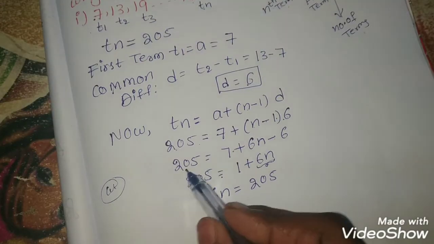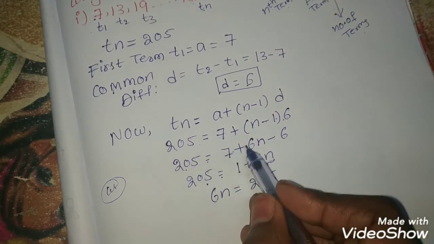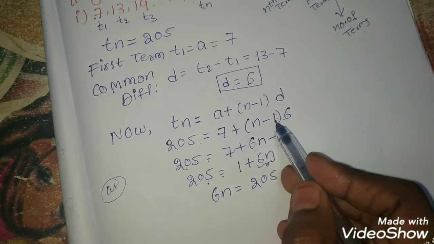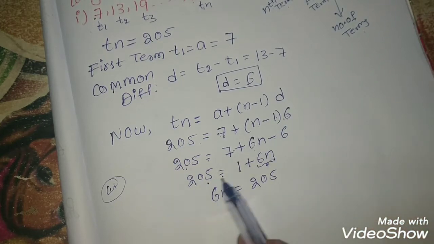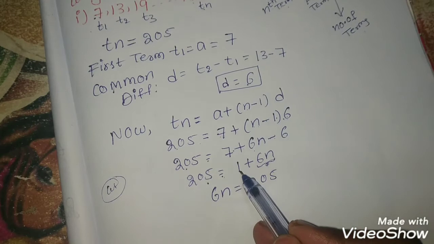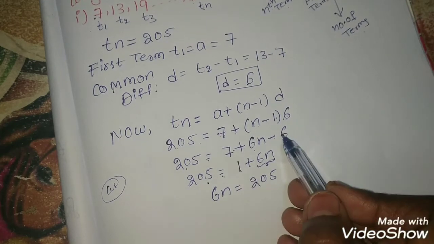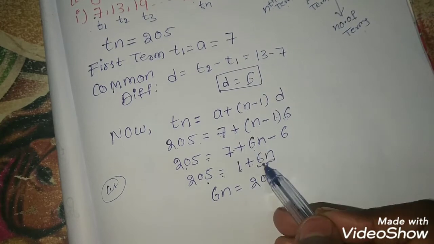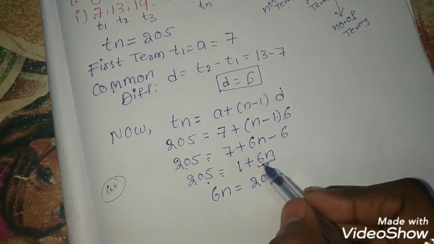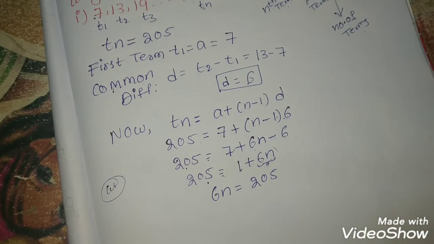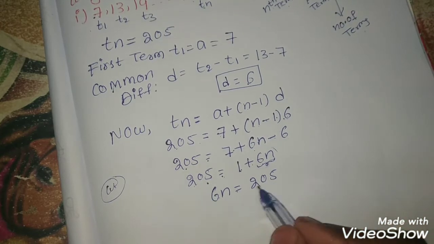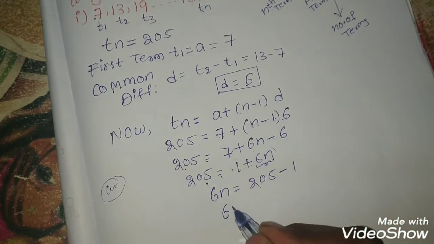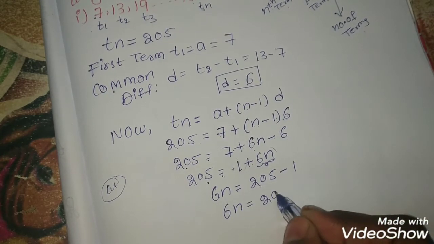So what is the next step here? Next step is 205 is equal to 7 plus, multiply this 6 into n, 6n, minus 6 ones are 6. Okay, 205 is equal to 7 minus 6, we get 1, because those are constant terms, plus 6n. Next, take 6n to one side. So 6n is equal to 205, and this plus 1 will become minus 1. What we get here? 6n is equal to 204.